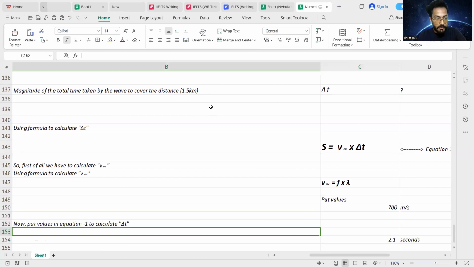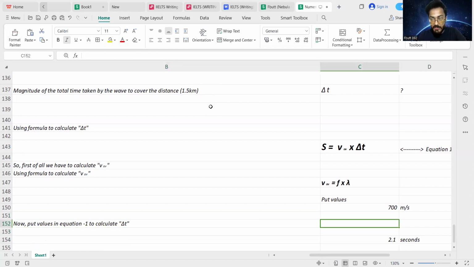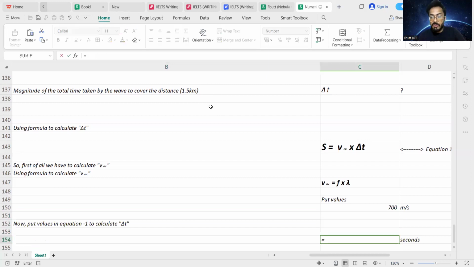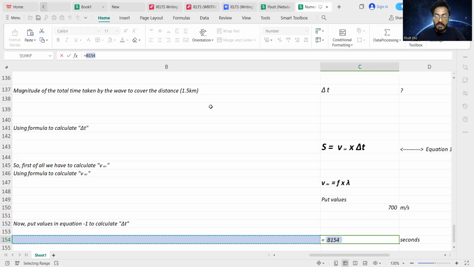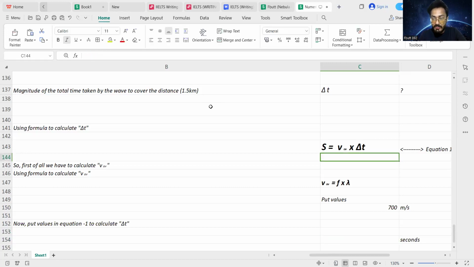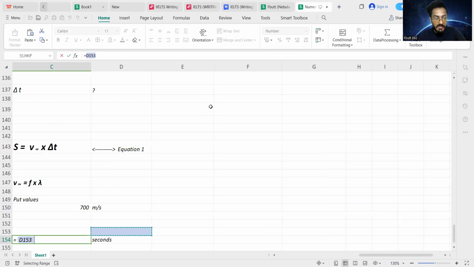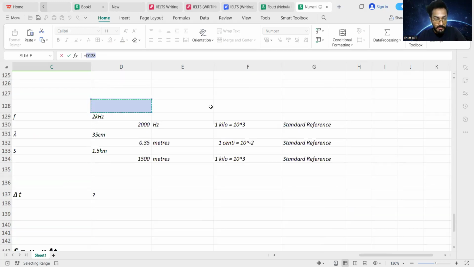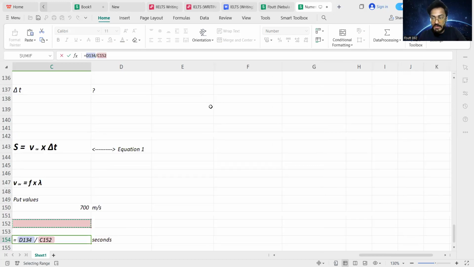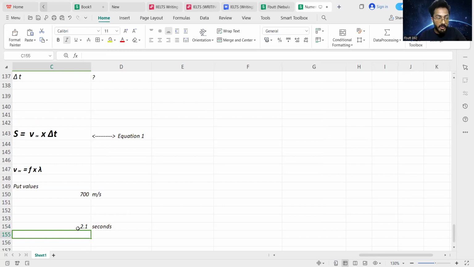Now put values in equation 1 to calculate the total time taken by the wave to cover that particular distance. To calculate the total time taken, average speed is multiplying on the right hand side of the equation. After shifting it towards the left hand side, it will divide the total distance covered. So the total time taken is equivalent to total distance covered by the wave divided by the average speed with which the wave is traveling. You'll get the answer, which is 2.1 seconds. I have restricted it to 2 decimal places.